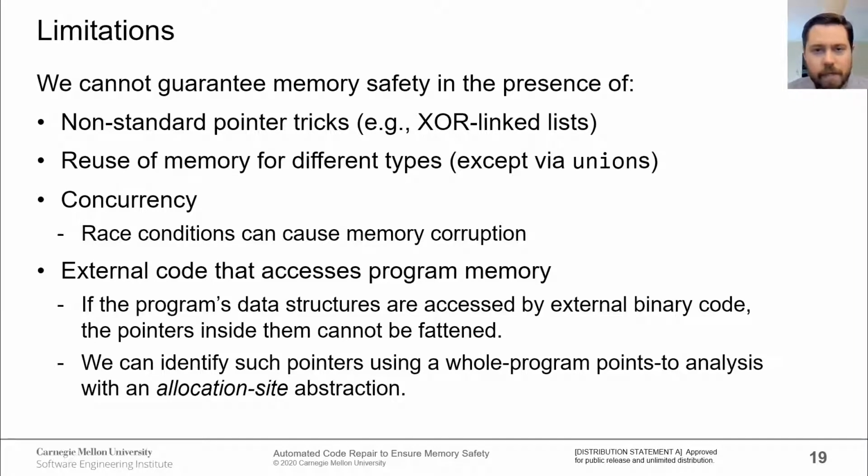We cannot guarantee memory safety in the presence of non-standard pointer tricks, such as XOR linked lists, reuse of memory for different types, concurrency, because race conditions can cause memory corruption, and external code that accesses program memory. If the program's data structures are accessed by external binary code, then pointers inside of them cannot be fattened, because that external binary code relies on the program having a specific memory layout, and if we fatten the pointers, it will change that memory layout, and that will break the external binary code. And we can identify those pointers using a whole program points-to analysis with an allocation site abstraction.